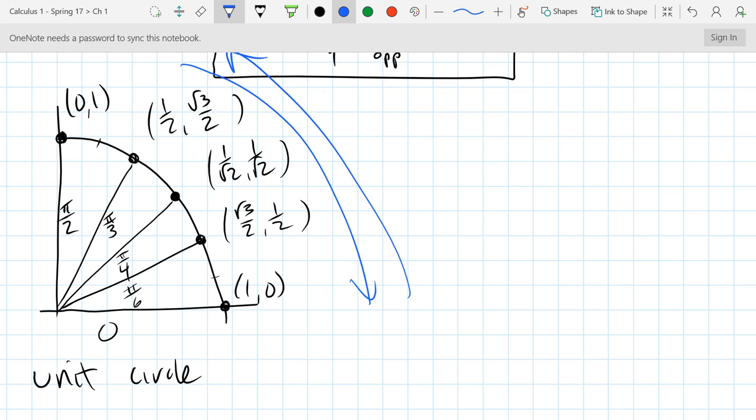And go the other direction from 0 to 1, so I'm looking at the y-coordinates: 0, 1 half, 1 over square root 2, square root 3 over 2, 1. So they're the same numbers put in the opposite order. So if we remember one of the sequences, we'll just reverse it. And the first and last points are easy: 0, 1, 1, 0. Those are very easy to figure out. So we just have to figure out how we remember the numbers in between.